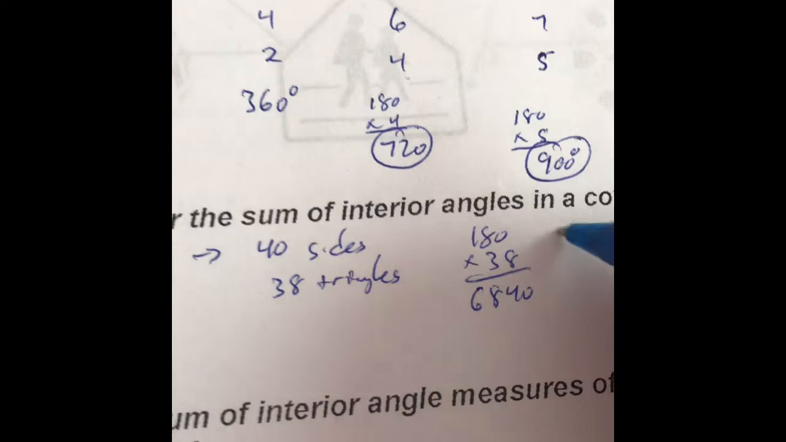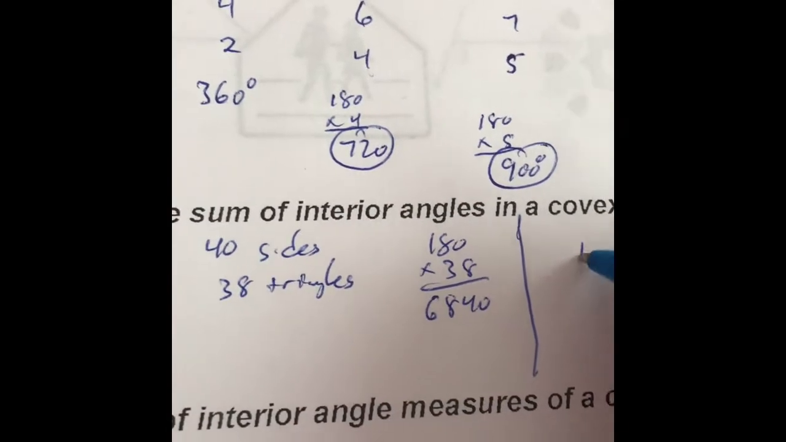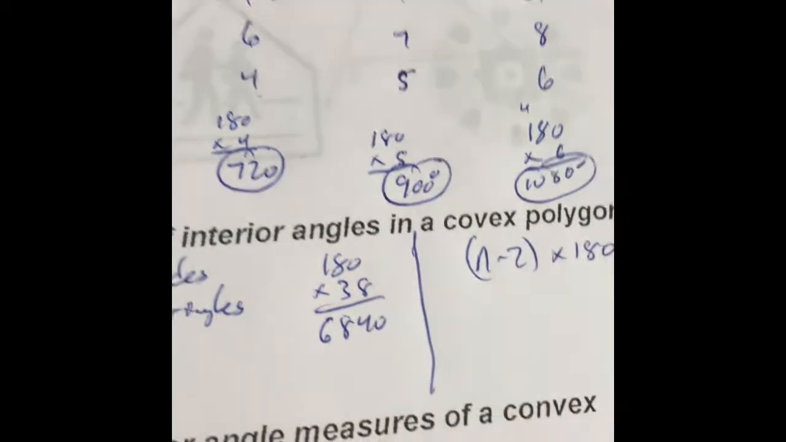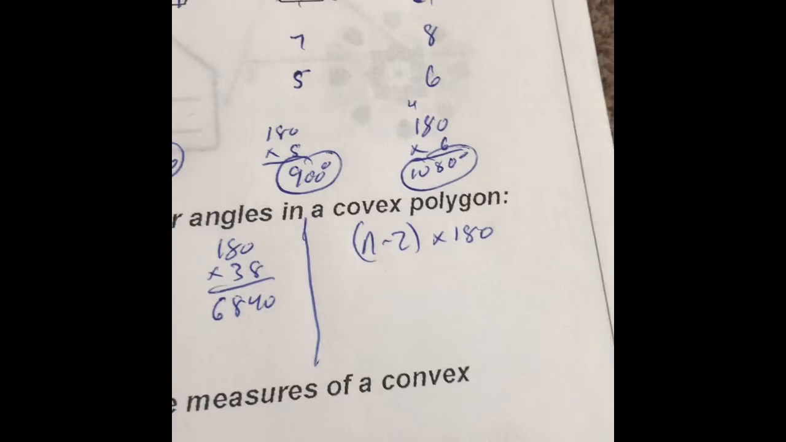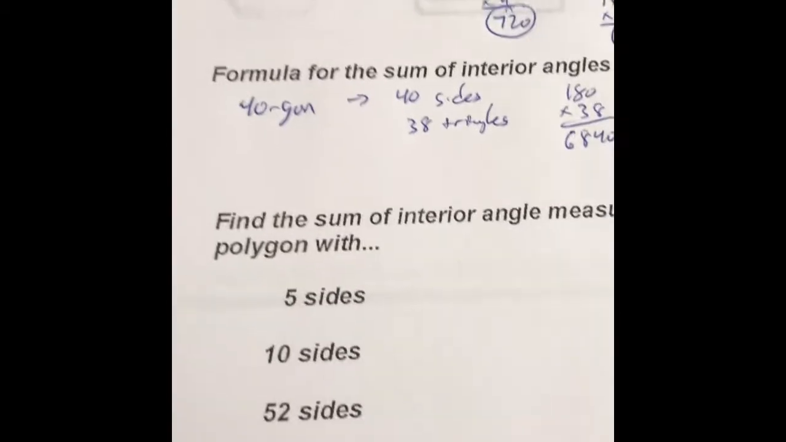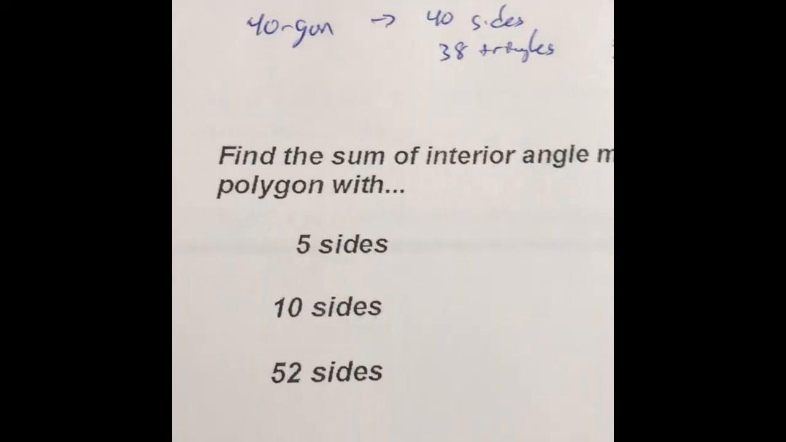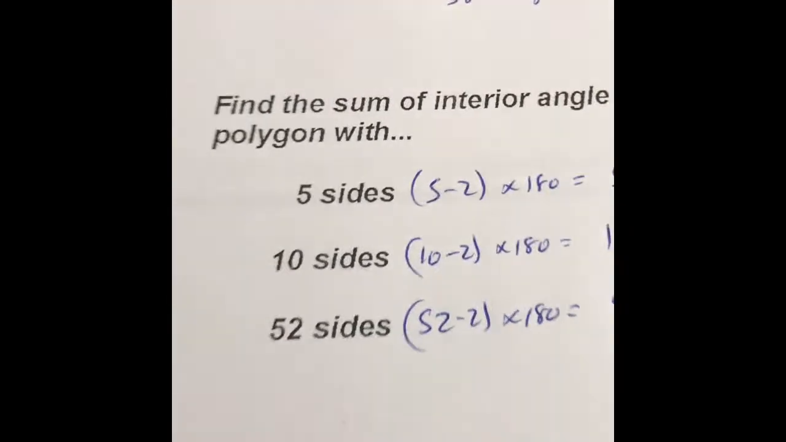So here's the formula that you need to do. You're going to take the number of sides, we'll call that n, minus 2, and times it by 180. Very simple. Take the number of sides minus 2, times it by 180. So why don't you go ahead right now and figure out the total number of degrees in these three shapes. Pause the video. All right, let's check those answers.